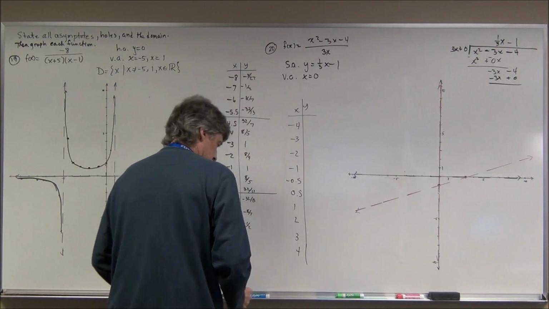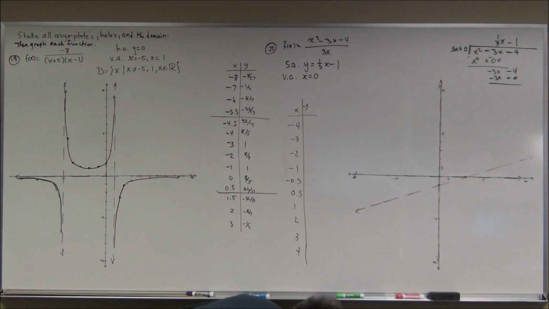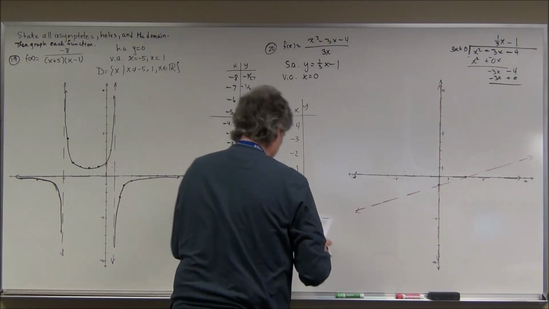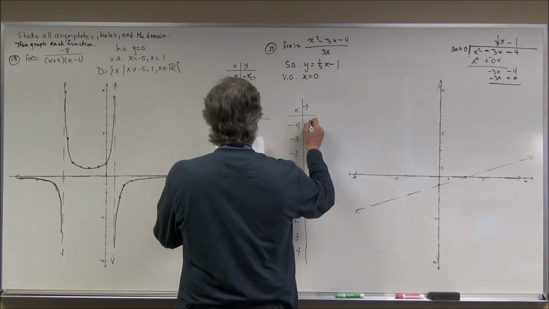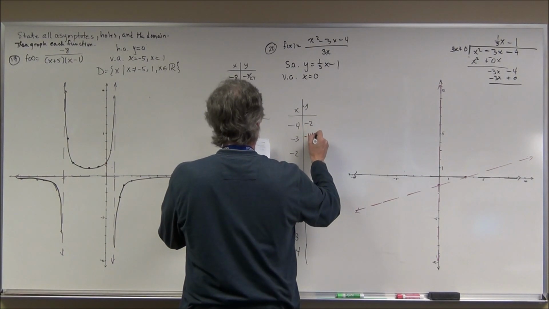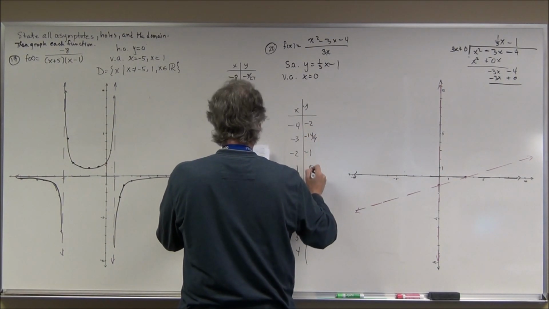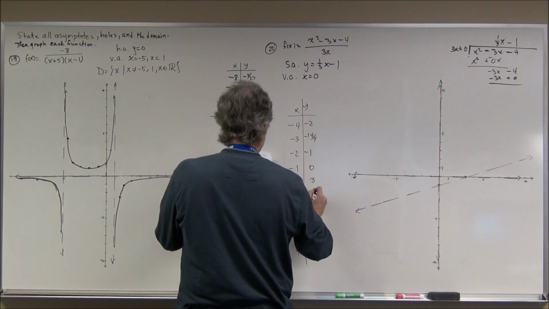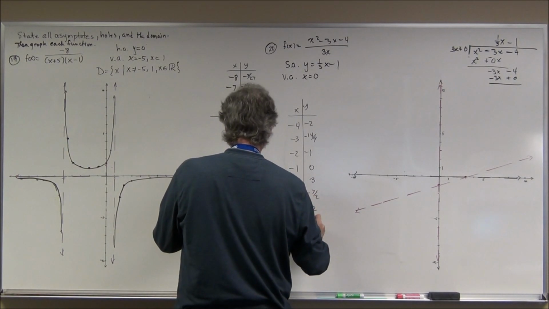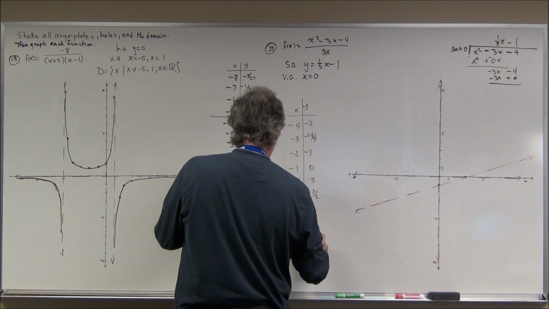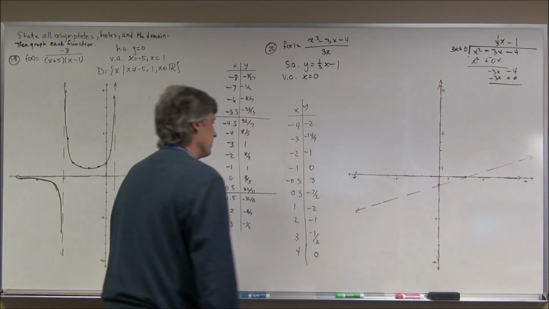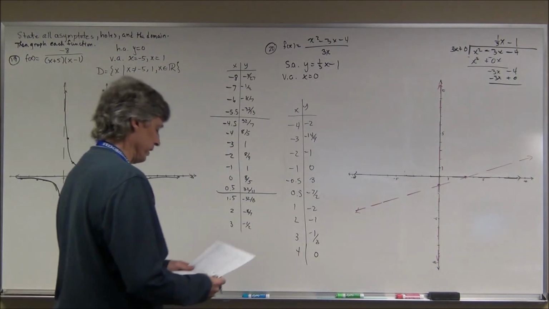And I plug those in. Oh, there goes the other paper. Plug those in one at a time. And here's what I got. I got negative 2, negative 14 ninths, negative 1, 0, 3, negative 7 halves, negative 2, negative 1, negative 1/3, and 0. So now I'm going to plot those points.